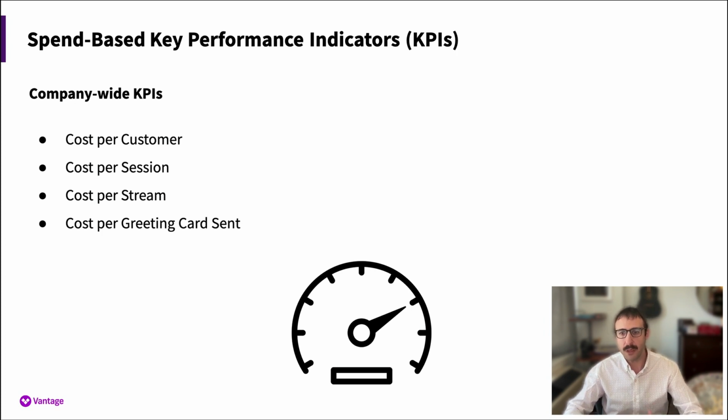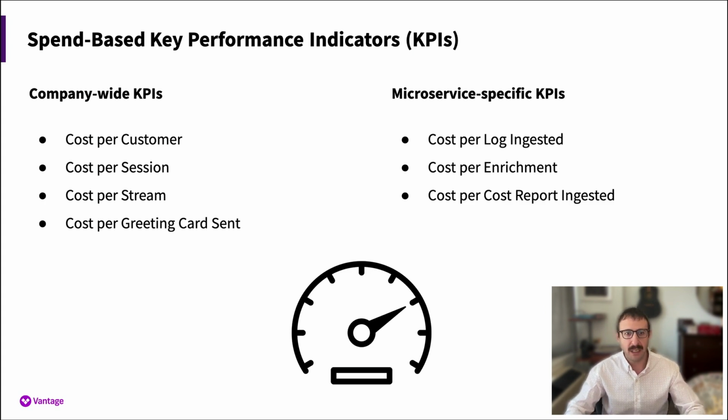But what unit metrics does is it enables you to build these key performance indicators at much more granular parts of the business. So for example, if you have an individual microservice, let's say the microservice ingests logs, don't you want to see those costs per log ingested? Same, if you have an application that's enriching data, it would be great to see the cost per enrichment. And likewise, if you are ingesting cost reports like Vantage does, what is the cost of that ingestion engine, so just that piece, per cost report ingested?